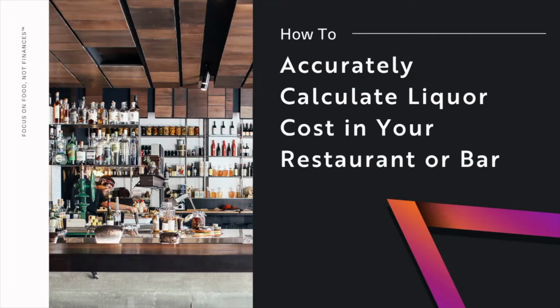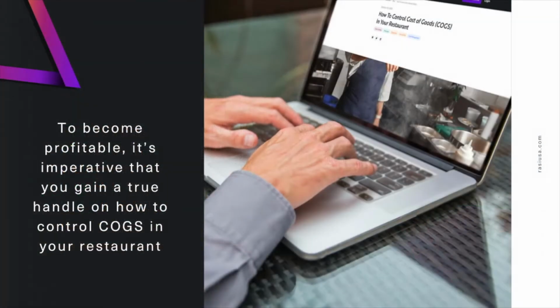Today, we are going to be talking about how to accurately calculate liquor cost in your restaurant or bar. Understanding your restaurant's COGS, the cost of goods or cost of sales to some, is the key to success for every well-run restaurant. And as every operator knows, industry margins are paper thin. So to become profitable, it's imperative that you gain a true handle on how to control COGS in your restaurant.